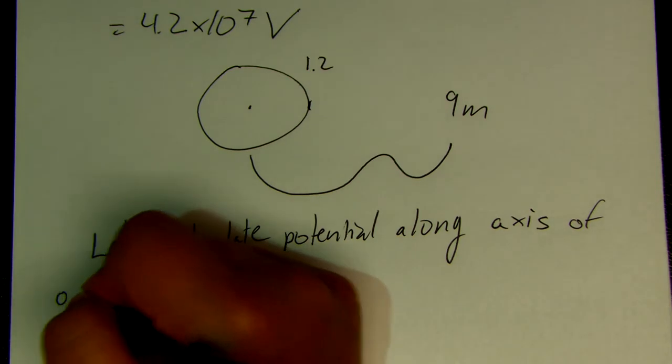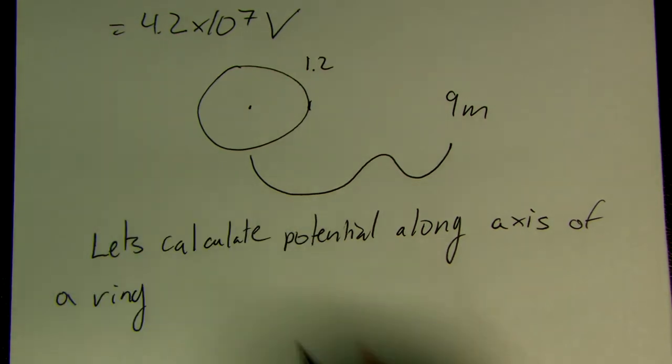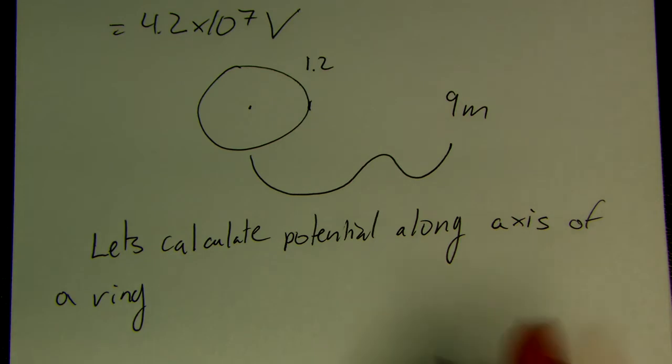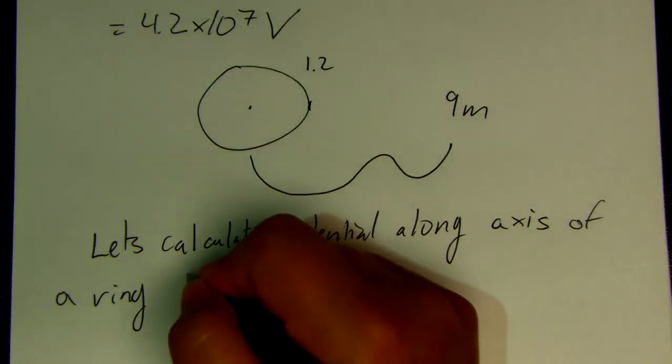All right, so we'll look at the potential along the axis of a ring. So the ring has charge Q.